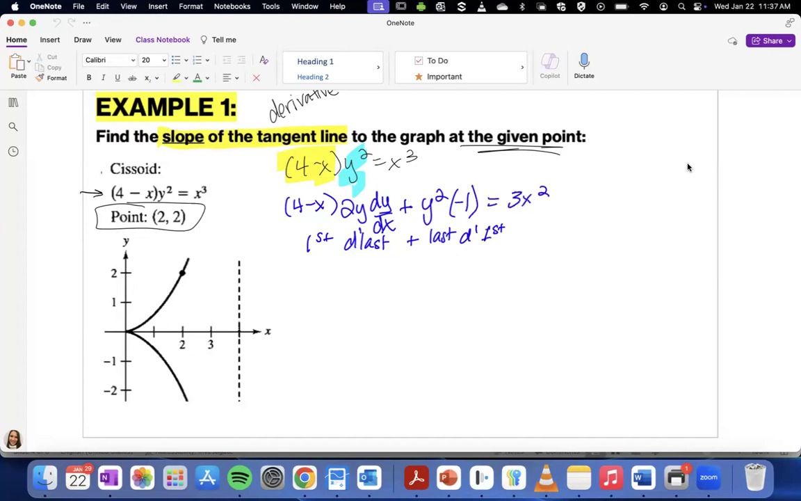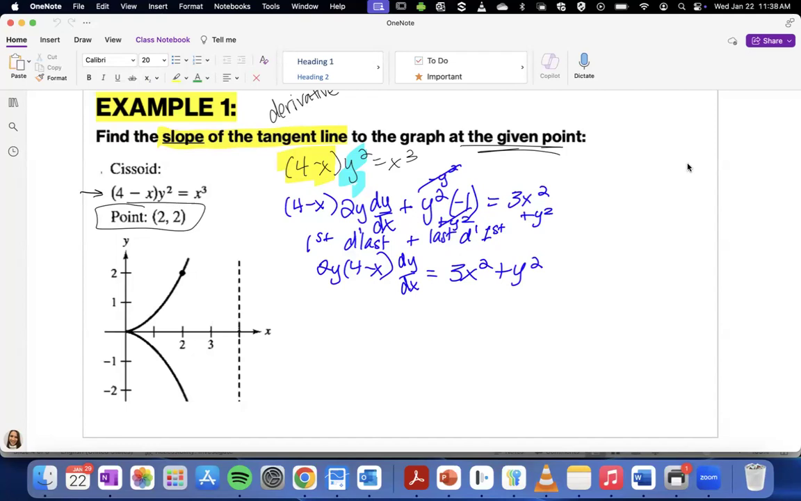Then clean it up a little bit. So we have 2y times 4 minus x dy over dx. This is a negative y squared, right? Are you guys okay if I just add y squared to both sides? Is that good? Are you with me? I'm seeing some nods. Okay, so I'm going to say this is 3x squared plus y squared. I simplified y squared times -1 as -y squared, and I added it to the other side because it doesn't have a dy dx.